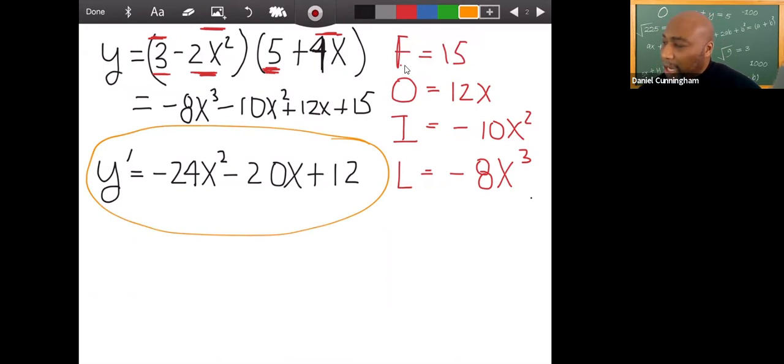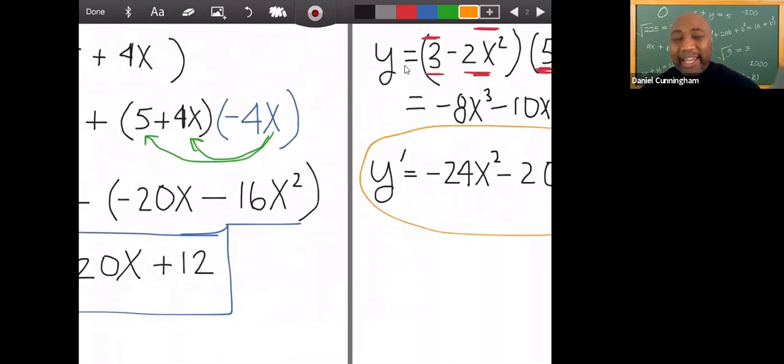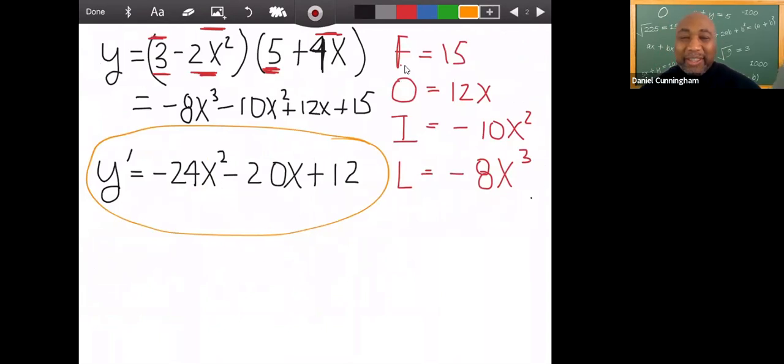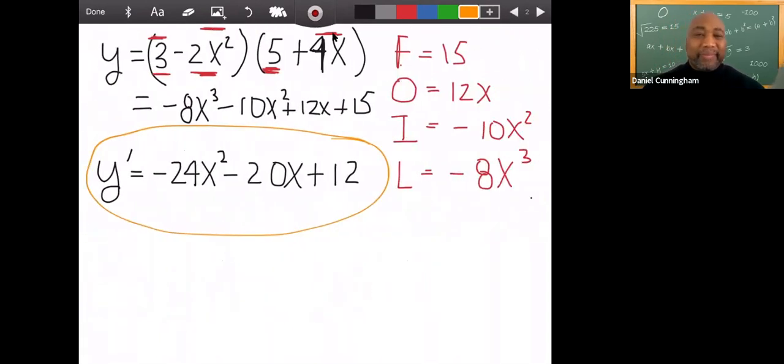Now let's see that answer compared to the answer we had before. What I circled in blue is the same answer as what I circled in orange. So we have the same answer using 2 different methods.